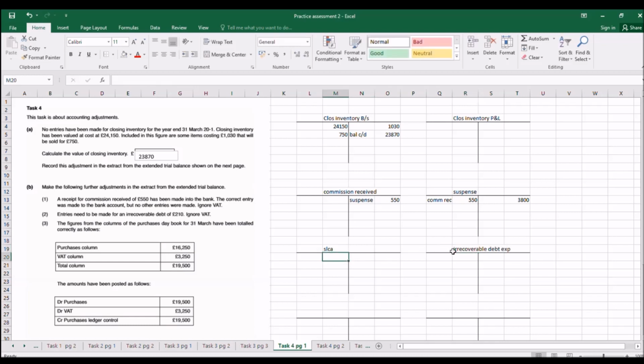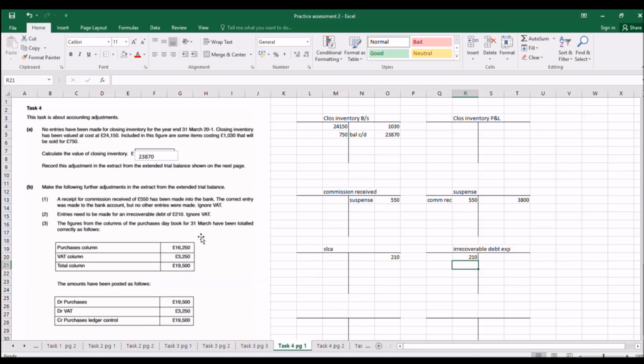Notice how it was irrecoverable debts rather than doubtful debts. If it's irrecoverable, then we immediately wipe it out from our sales ledger control account. So our sales ledger control account is an asset. The reduction in that is going to be therefore a credit, and we will have that as an expense there.